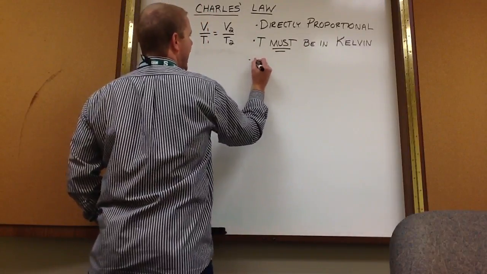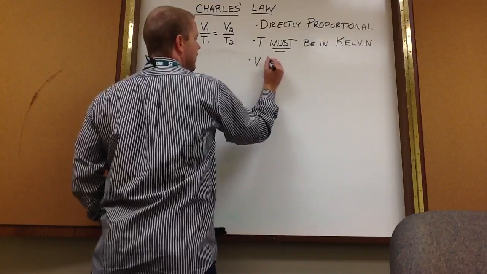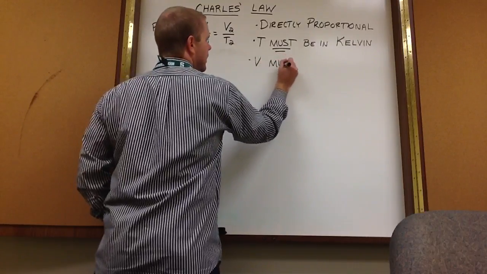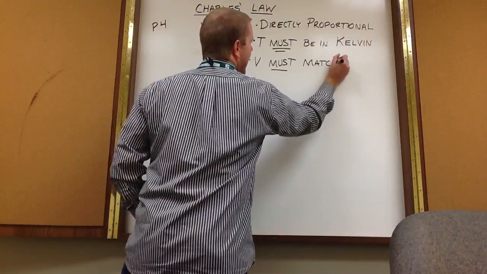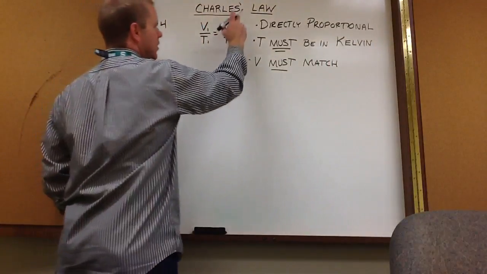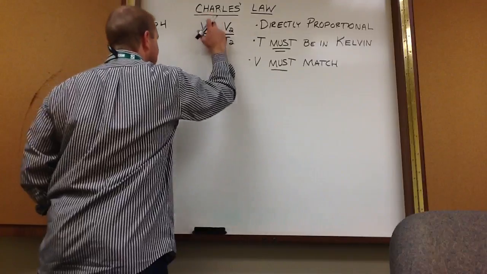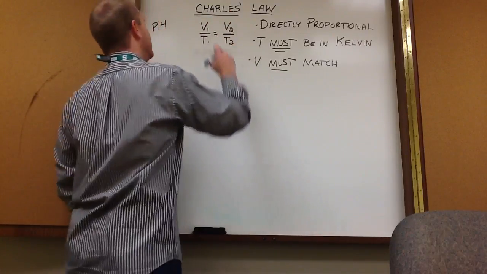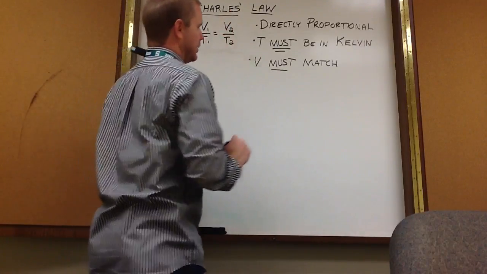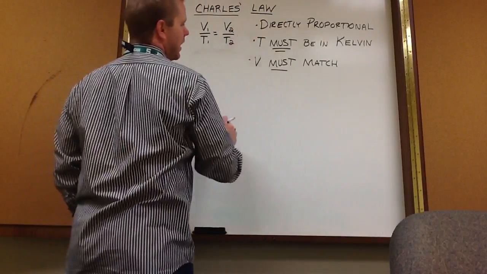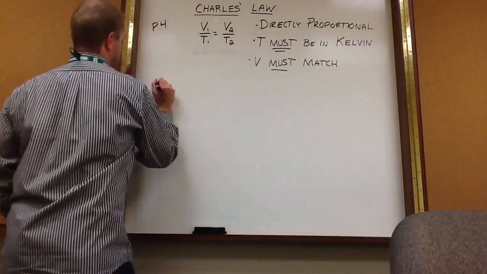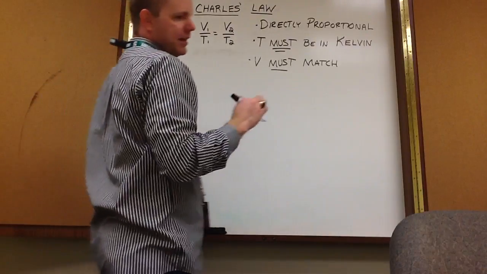And the other thing you have to have is your volumes must match. What do I mean by that? If this volume is in liters, this one has to be in liters. If this one's in centimeters cubed, centimeters cubed. Milliliters, milliliters, I think you get the point. So: directly proportional, temperature must be in Kelvin, volumes must match. So let's go ahead and do a couple of examples.